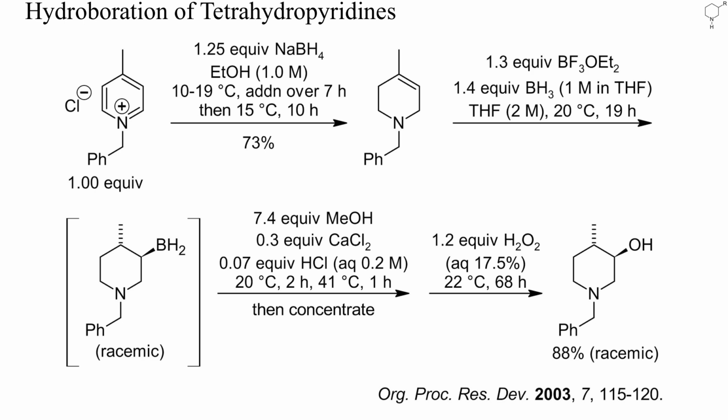This must be done carefully to prevent protonolysis of the carbon-boron bond. Calcium chloride was added to trap fluoride. The final oxidation then yielded the secondary alcohol with high diastereoselectivity.